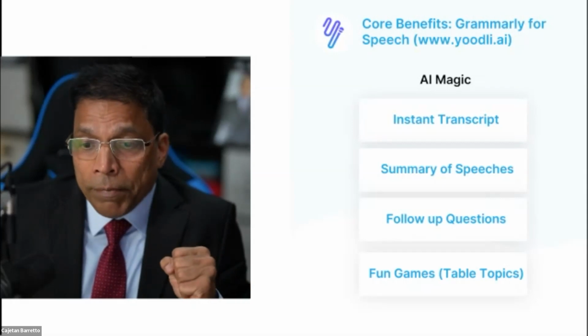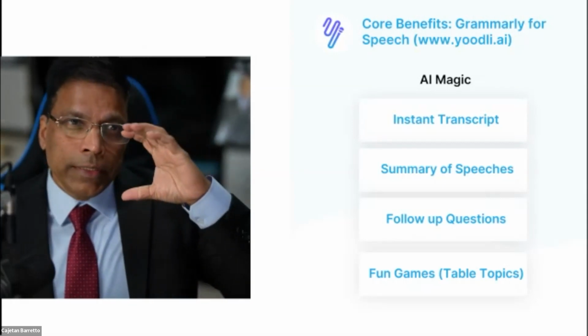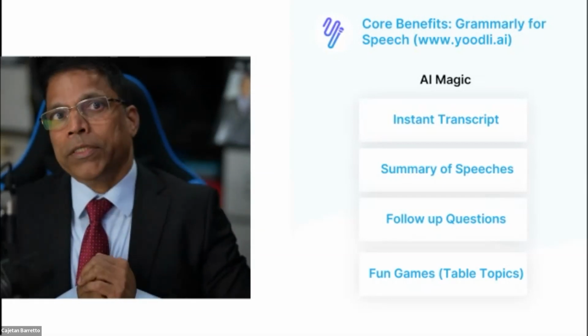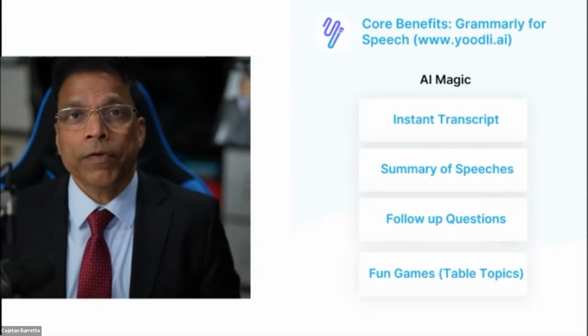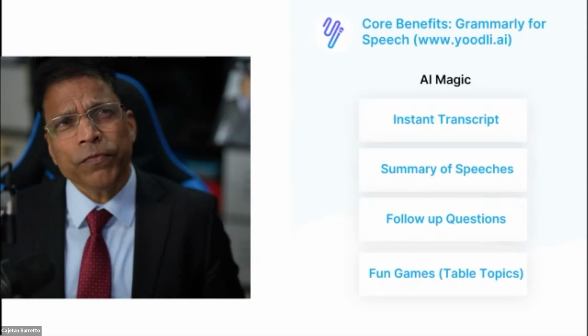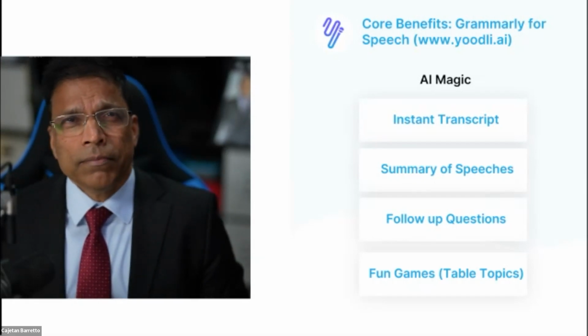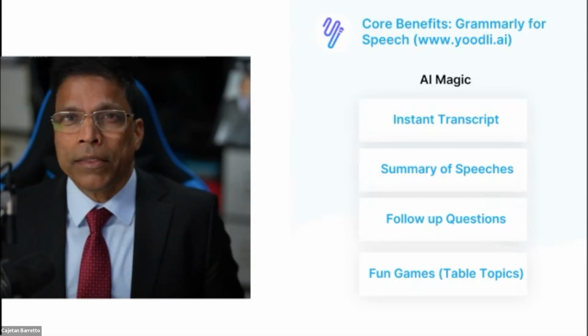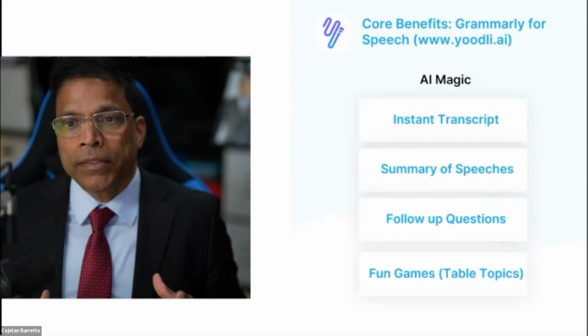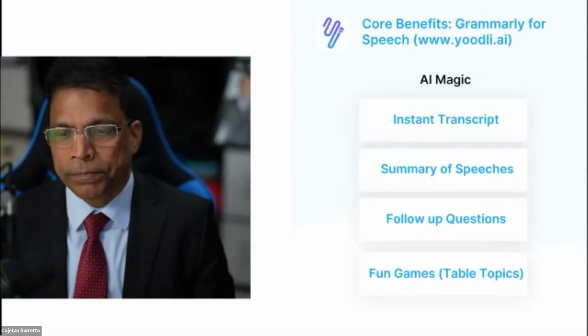It provides a summary of your speech. What were the takeaway messages? What was your opening? What were the key points in your speech? Automatically, it will summarize and provide that summary for you. And that is very useful for us to understand whether our speech had that impact. Did it have the right opening? Did it have the right closing? And did it have the right key points?